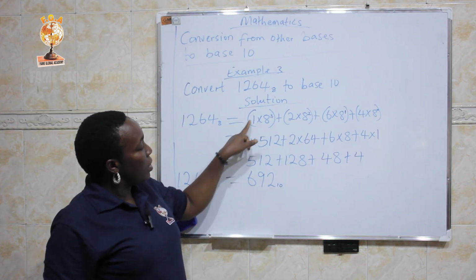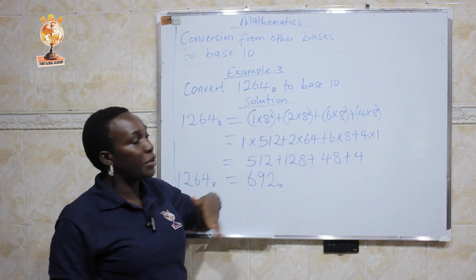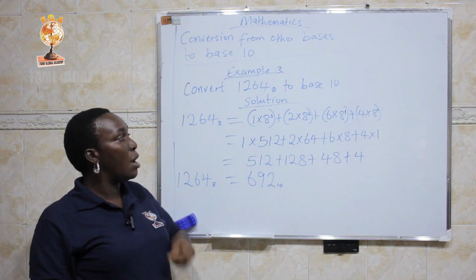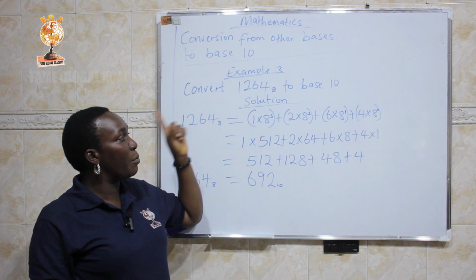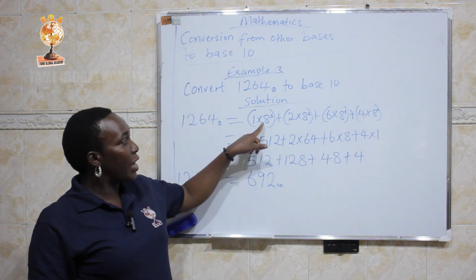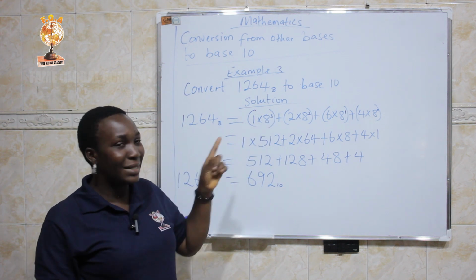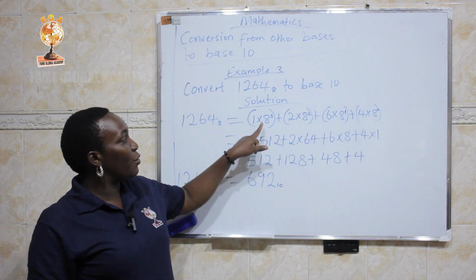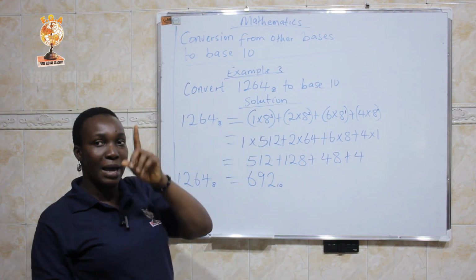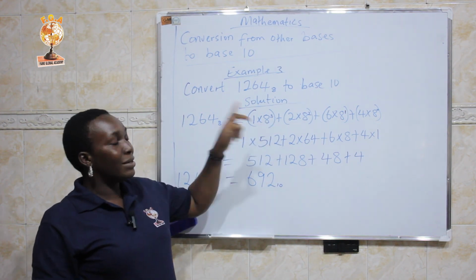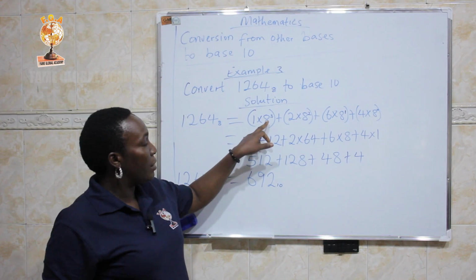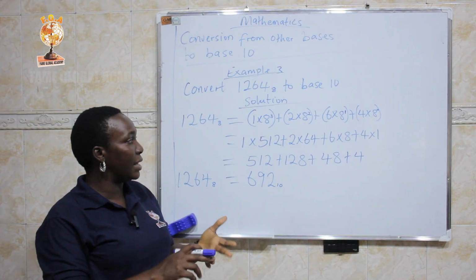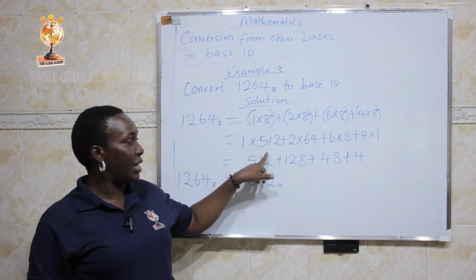Okay, so you now expand. This is our 1 times 8 raised to the power of 3. Any time a number is raised to the power of any number, it means multiply that number by itself the number of times the power is. So 8 raised to the power of 3 is not 8 times 3, rather it is 8 times 8 times 8. That's multiply 8, 3 times. That's the meaning. So when you multiply 8 times 8 times 8, you have 512.